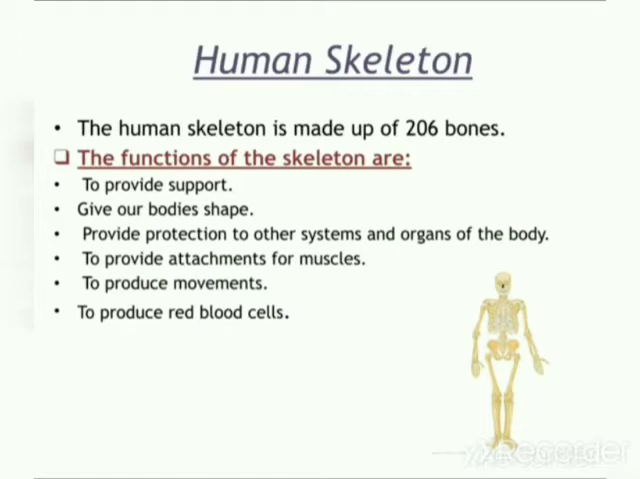Now we will discuss the function of the skeleton. So these are the functions of the skeleton. First, to provide support to the body. Second, give our body shape. Third, provide protection to the organs of the body. To provide attachment for muscles. To produce movement. To produce red blood cells. So these all are the functions of the human skeleton system.